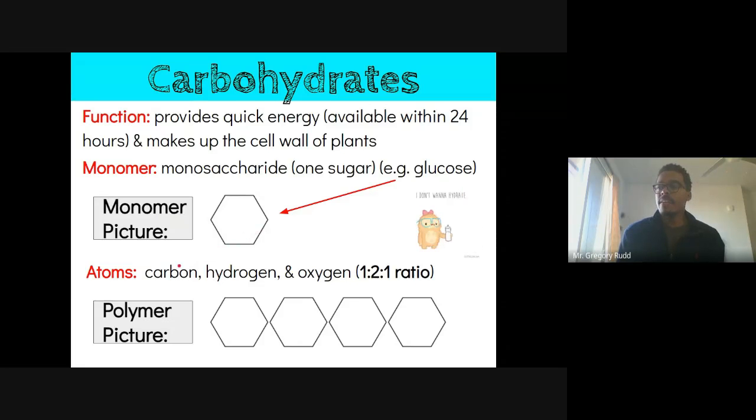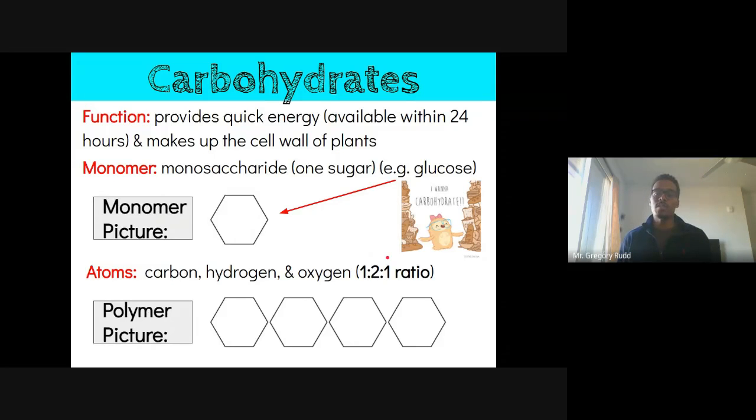And lastly, the atoms that are present in a carbohydrate are carbon, hydrogen, and oxygen. And they appear in a 1:2:1 ratio.